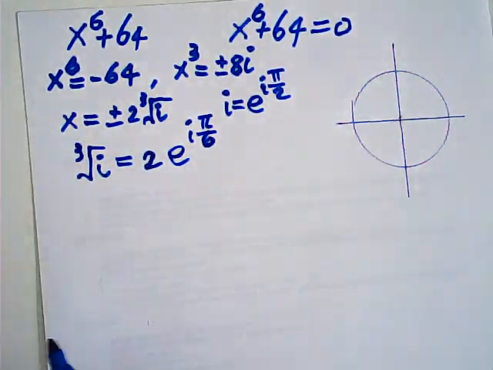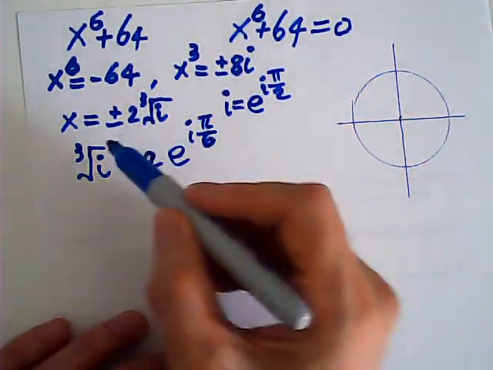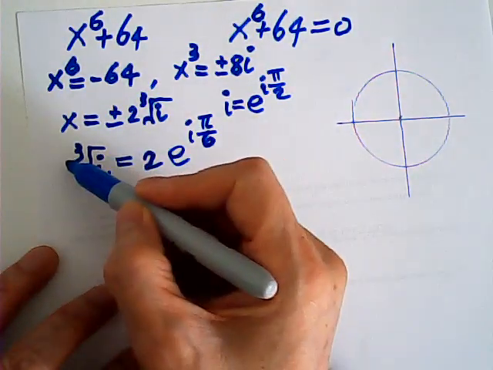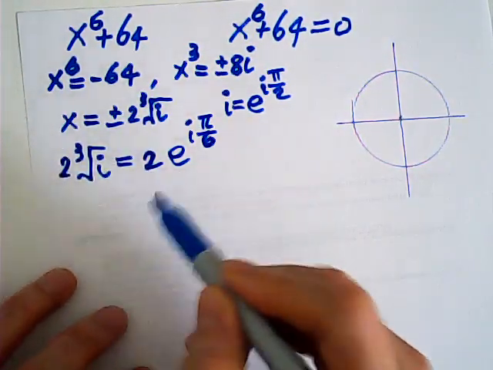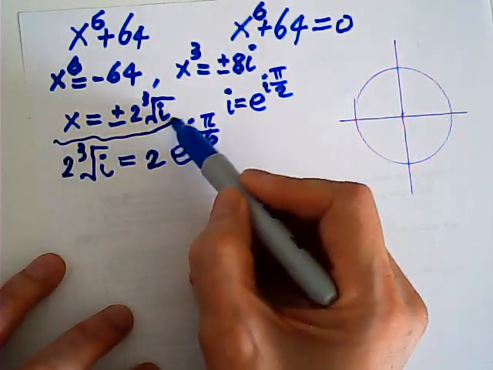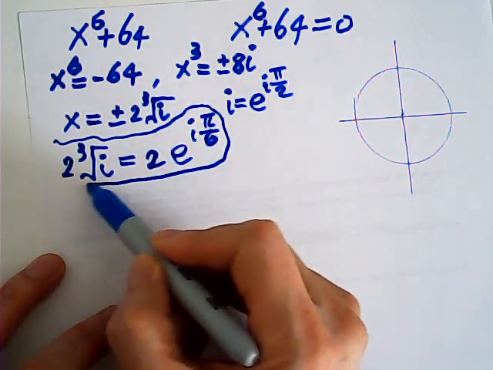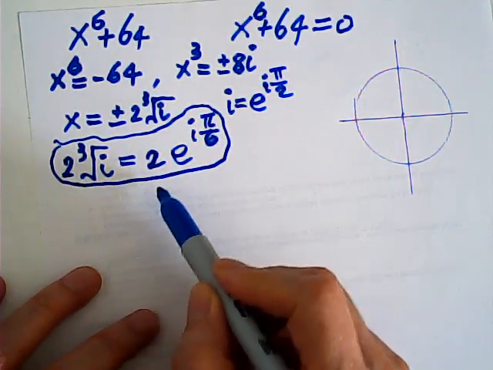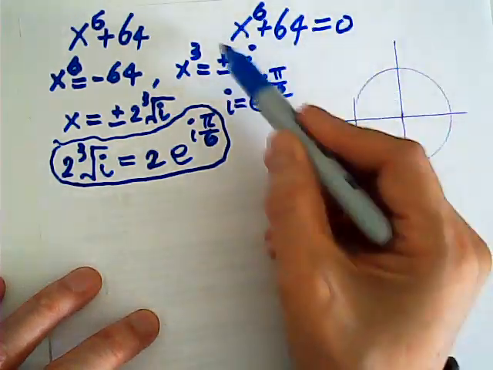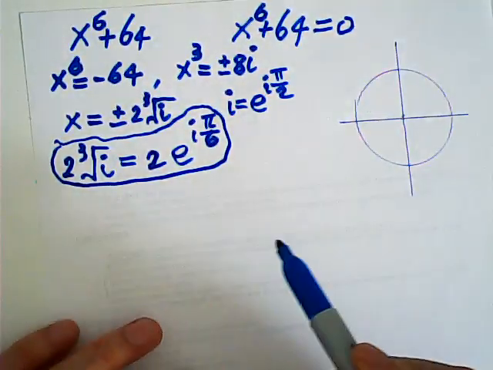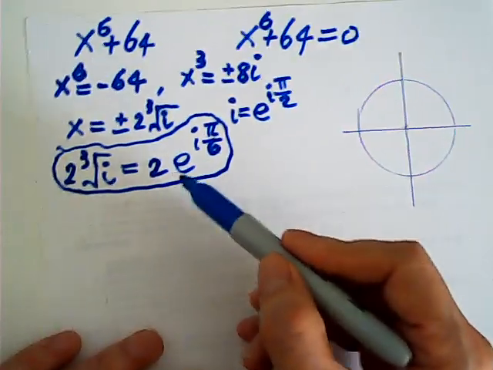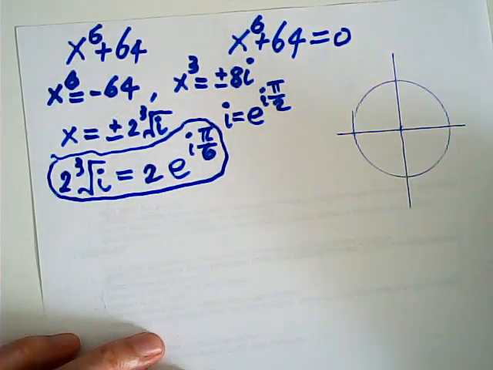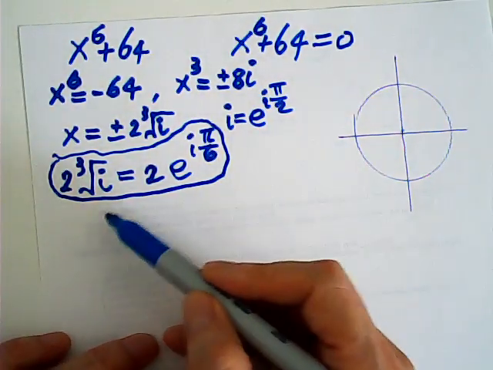This is the one root of this equation. You have 6 roots, right? When I find one, I find the other 5. Okay, where is this?